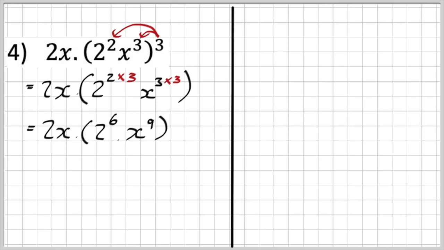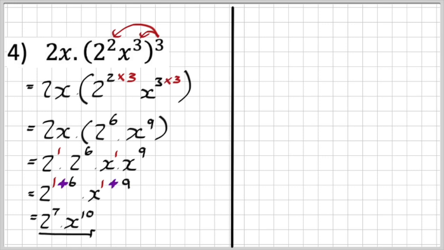You may skip that step if you feel like this is too much writing out. But I like to put it in, especially at the beginning while I'm still getting used to the exponential laws. Next up, I can now go and rearrange and just put the 2's together, put the x's together, introduce my 1's into the exponent so I can apply the first law by the 2's, the same as by the x's. So this is going to give me 2 to the 7 multiplied by x to the 10.